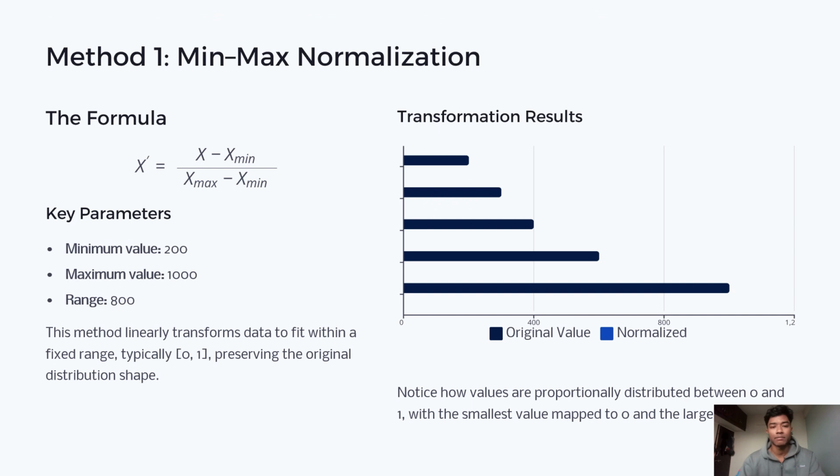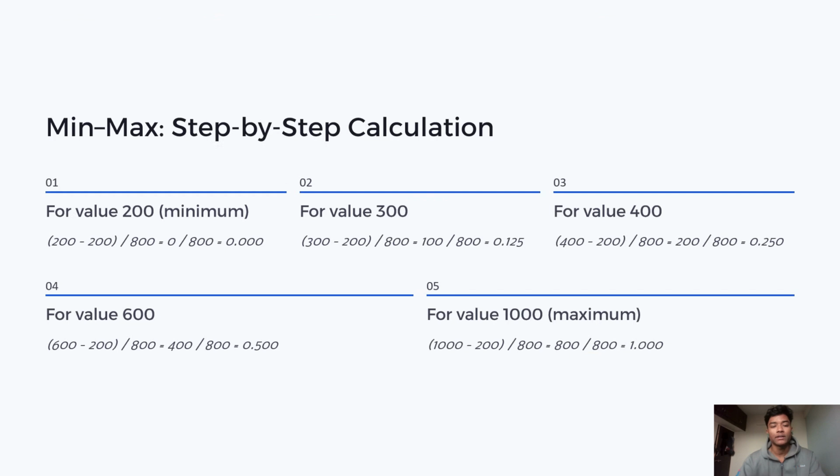Now let's calculate it step by step. For 200, 200 minus 200 whole upon 800 will give us 0. For 300, 300 minus 200 upon 800 will give us 0.125. For 400, it'll give us 0.250. For 600, it'll give us 0.500. And for 1000, it'll give us 1. As you can see, all the values now fall neatly between 0 and 1.